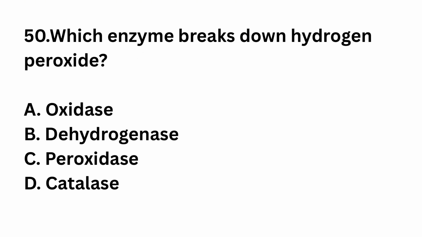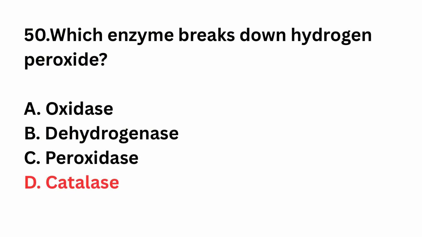Question number 50. Which enzyme breaks down hydrogen peroxide? Oxidase, dehydrogenase, peroxidase, catalase. The right answer is option D, catalase. Catalase prevents toxic accumulation of hydrogen peroxide.